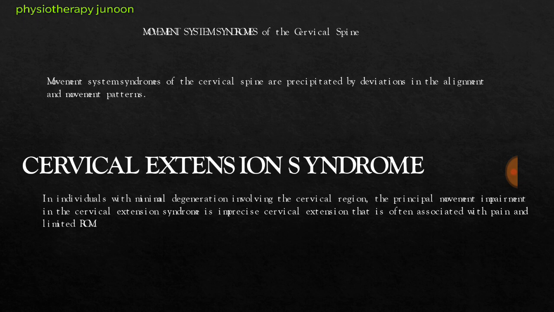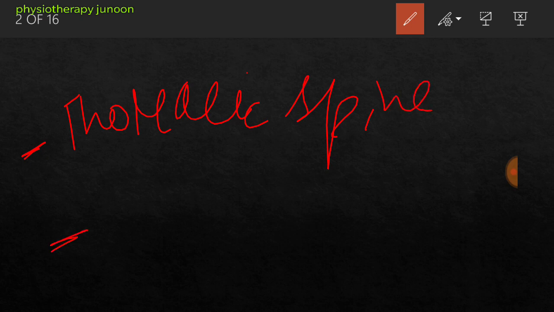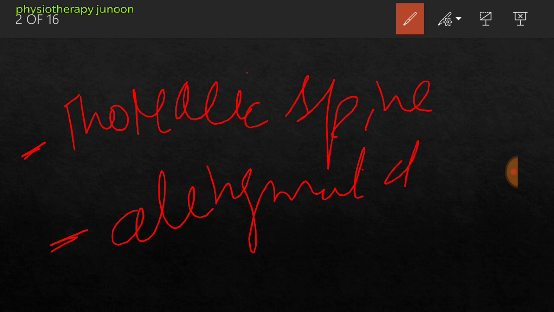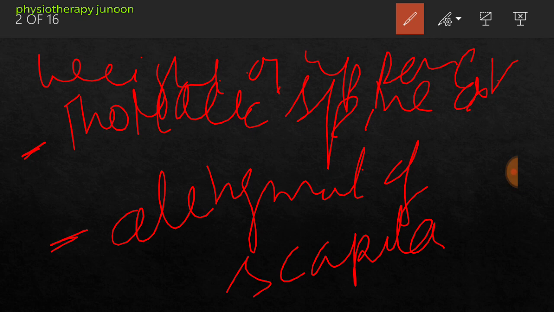Contributing factors in cervical extension syndrome include the weight of the upper extremity, the alignment of the thoracic spine, and the alignment of the scapula. So here, basically, there are three points: the thoracic spine, the alignment of the scapula, and the weight of the upper extremity. So we proceed next.